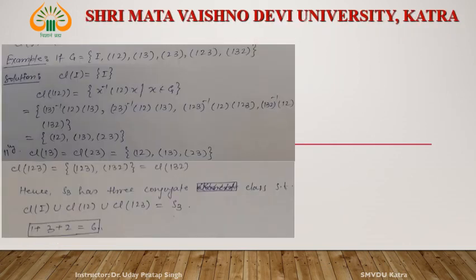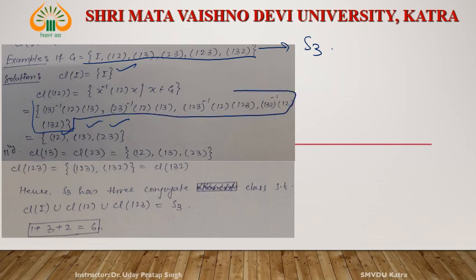Similarly, if G is equal to this, what is this? This is S3. Then CL of identity is the identity. The cycles of length 2 are (1 2), (1 3), (2 3). But you solve this one. This is homework for you. CL (1 2) is equal to (1 2), (1 3), (2 3). Similarly, CL (1 3) and CL (2 3) are also the same.